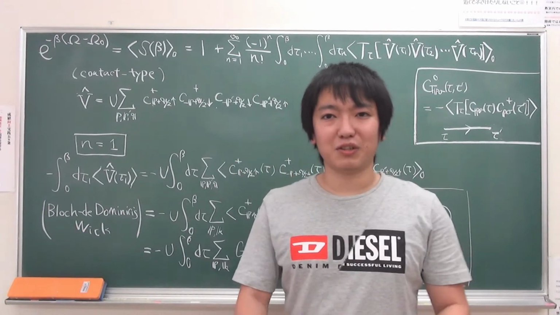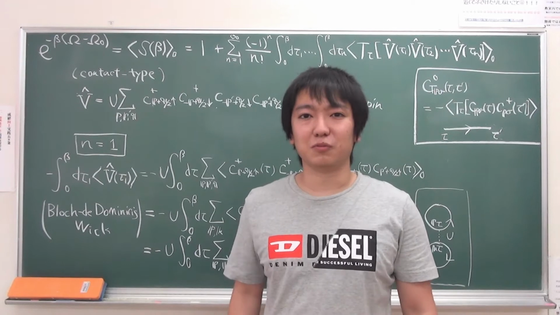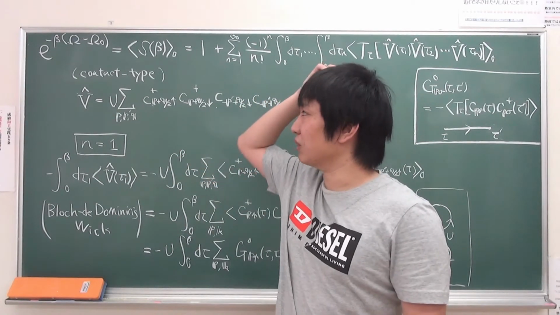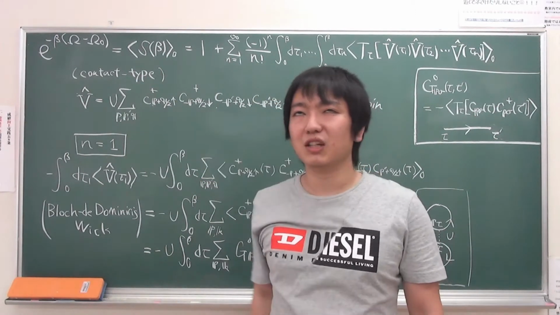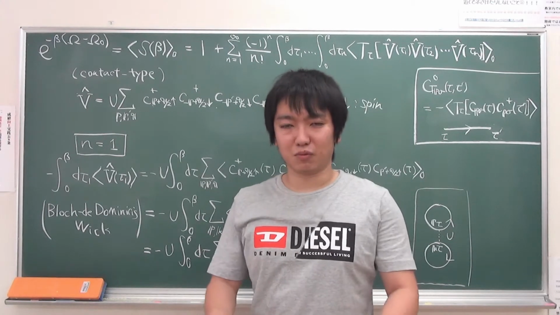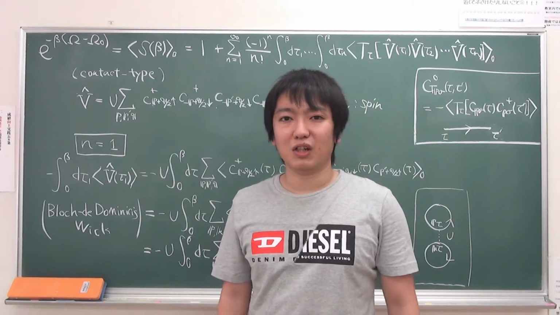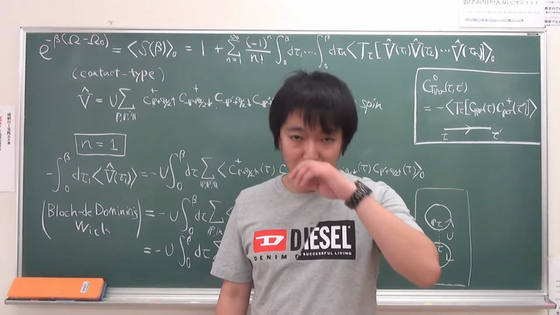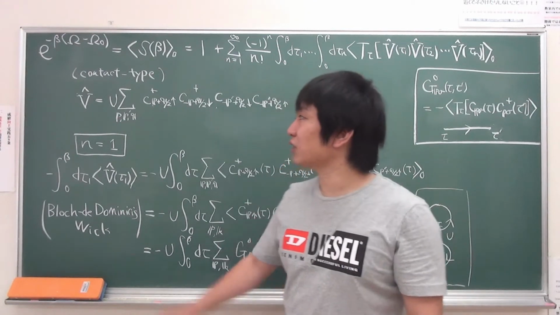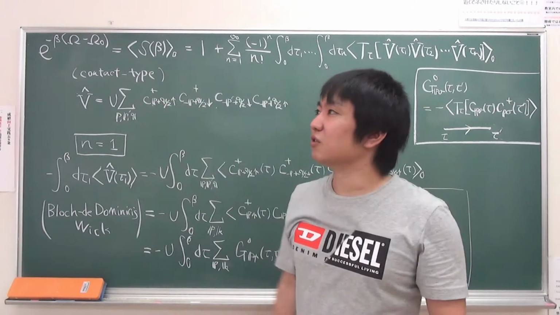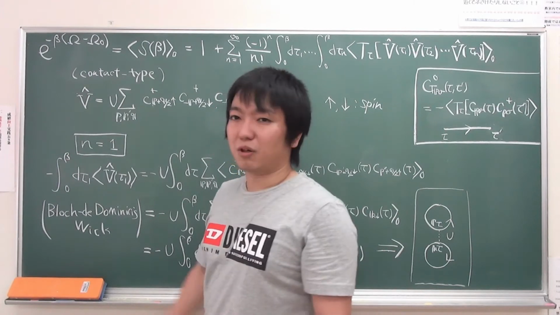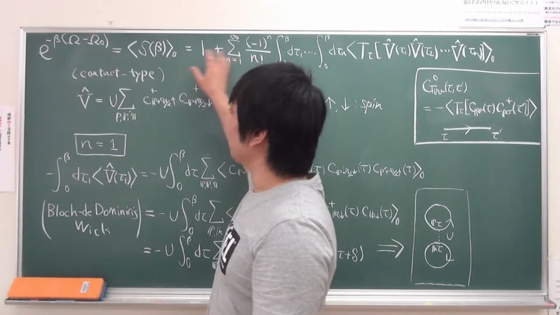So this is the last video for the introduction of the Green's function for the thermodynamic quantities. Here I'd like to show the simplest example to obtain the thermodynamic potential by using Green's function, I mean the lowest order of this series. So let me remind you about the equation for this one.